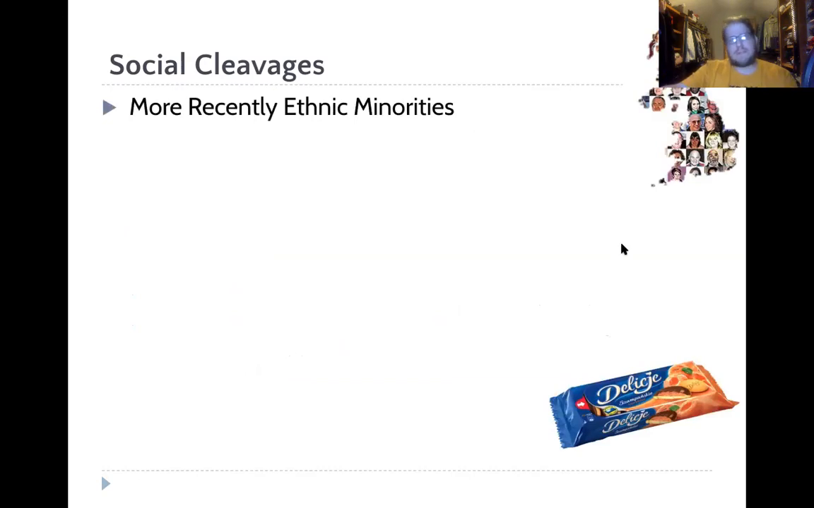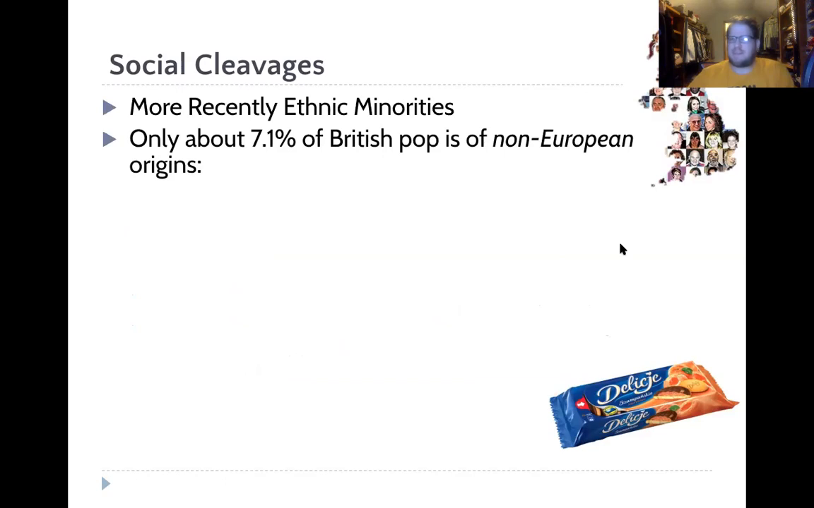More recently, you've seen ethnic minorities pop up in terms of a question of social cleavages. About 7.1% of the British population is of non-European origin. So this would be people from Africa, people from India, people from all over the world, either immigrating to the United Kingdom or their parents or their grandparents or whoever immigrated, and you are seeing non-European families establish their roots as English citizens.